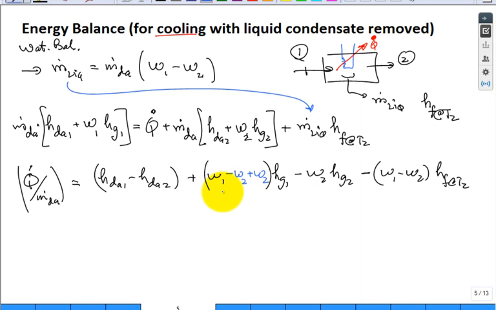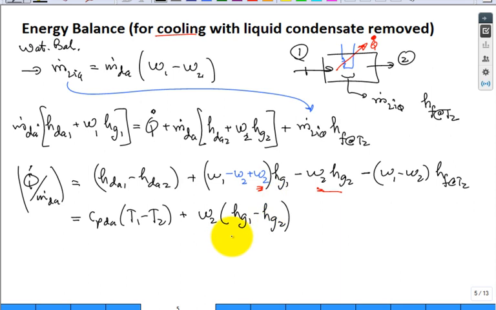Well, because I can group this term with that term right there. So let me rewrite this. Also, I'm going to introduce the C sub P of dry air, and then this is T1 minus T2. Isn't that right for that first term? Then I'm going to have omega 2 times Hg1 minus Hg2. That's the two red underlined terms. And then we can combine, and we'll have omega 1 minus omega 2 times Hg1 minus Hf going out at T2.